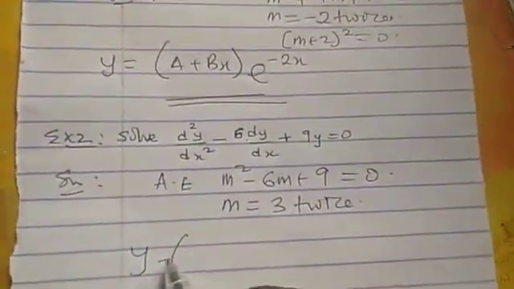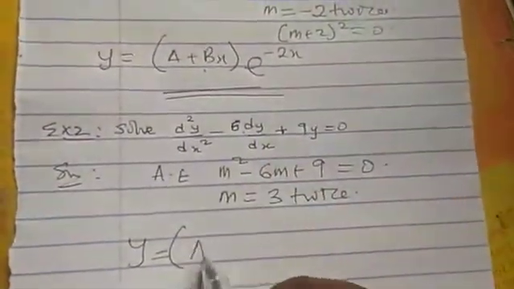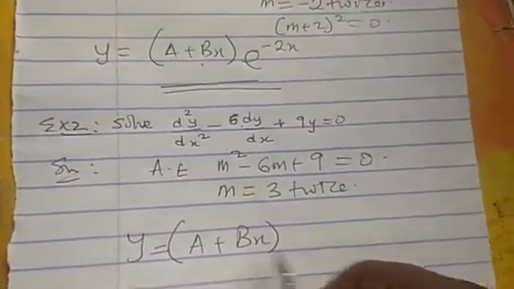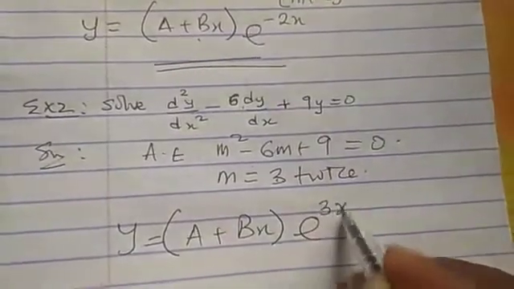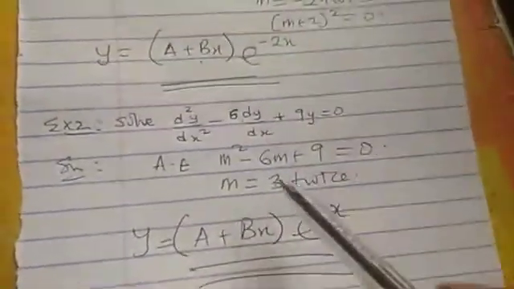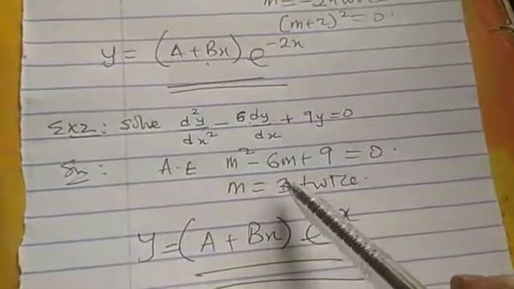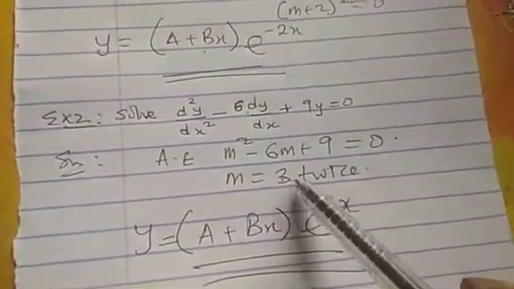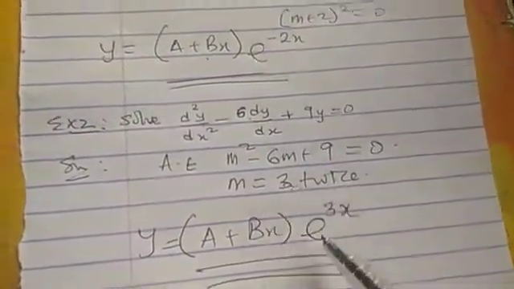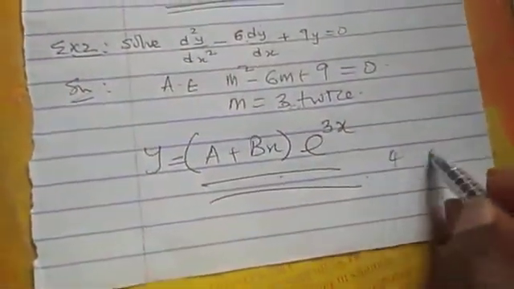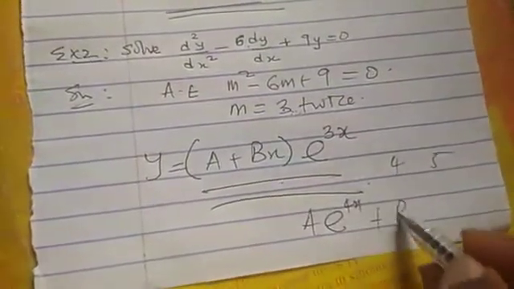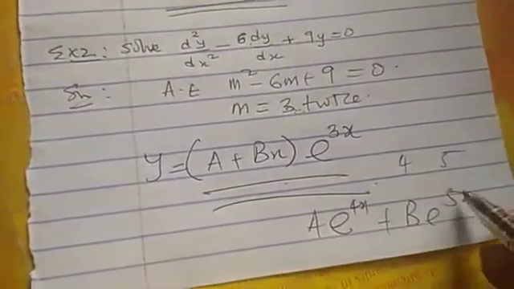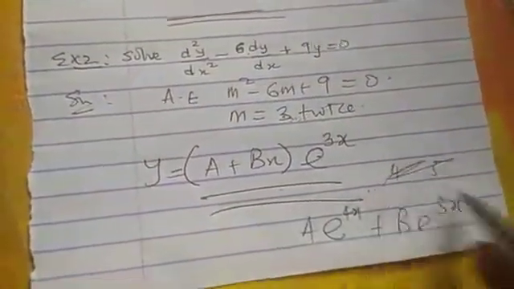Finally, our answer, if you follow this same format, (a plus bx) e^(mx). This is our m, e^(3x). So this is how we do it when we have an equal root, when you have the same number twice. Assuming they are different, let's say 4 and 5, our answer would have been a e^(4x) plus b e^(5x). But when they are equal, this is how we write it.